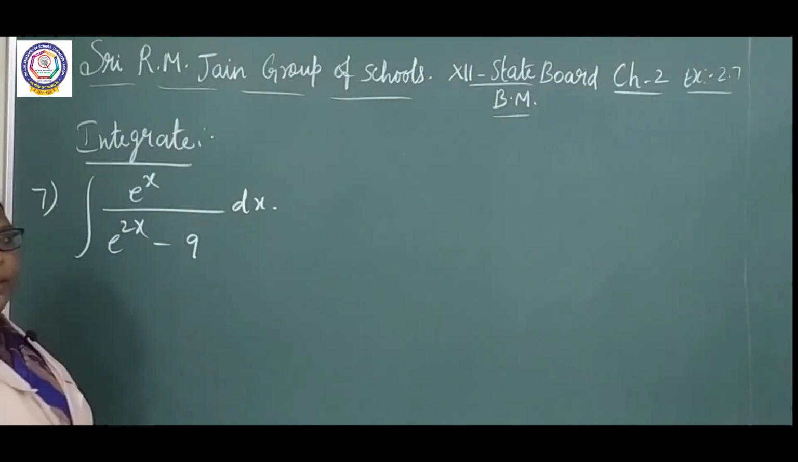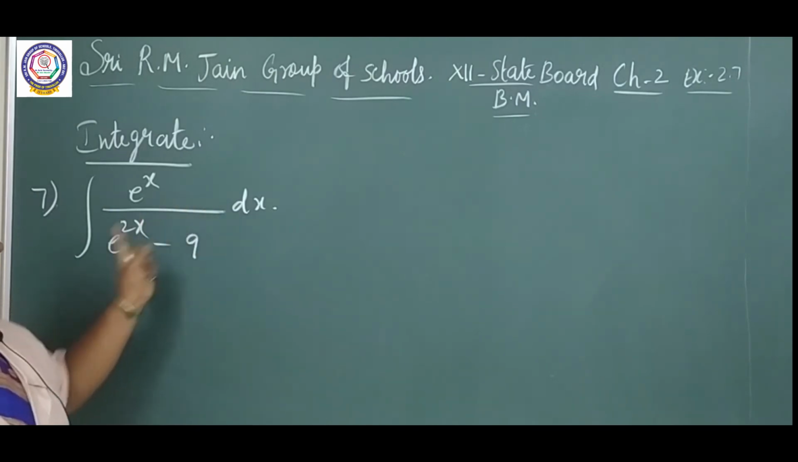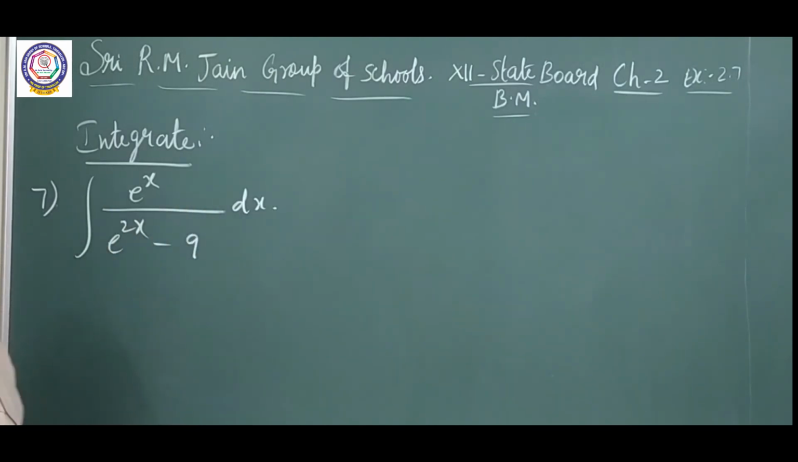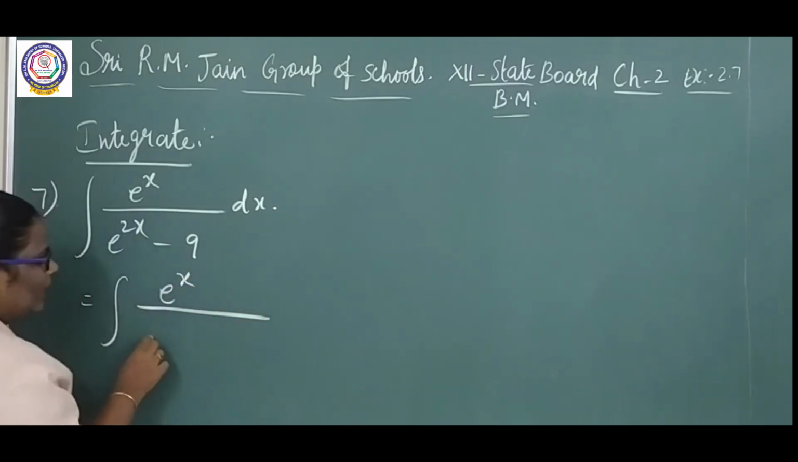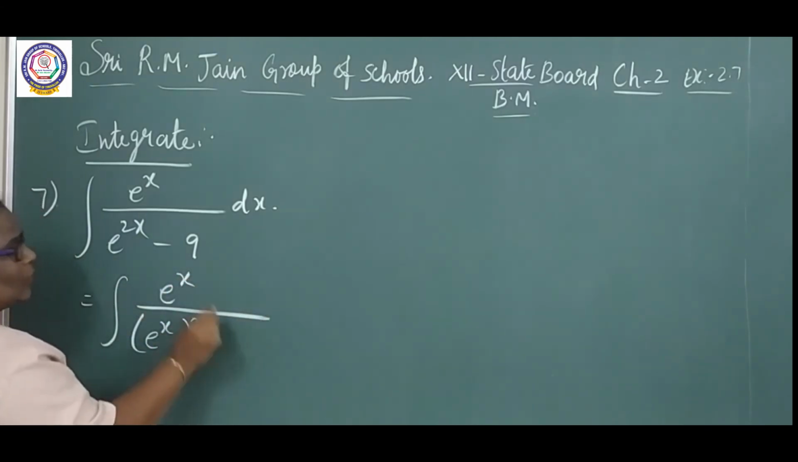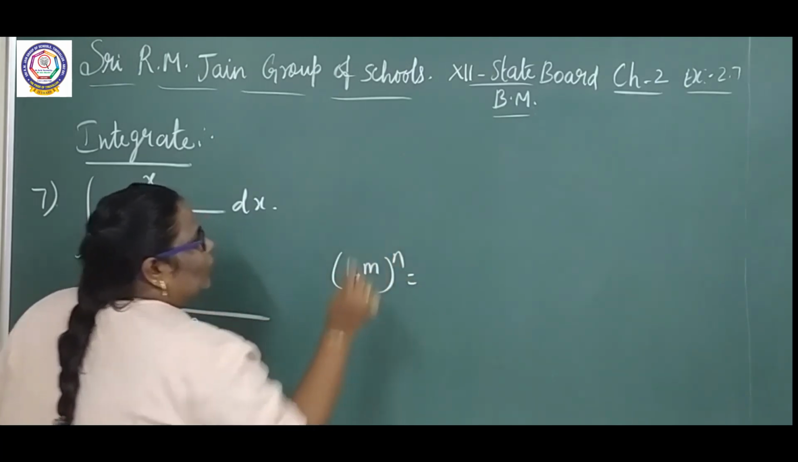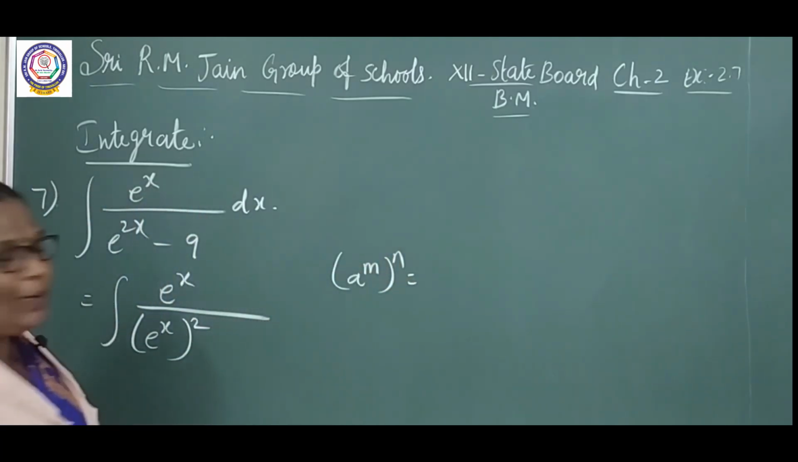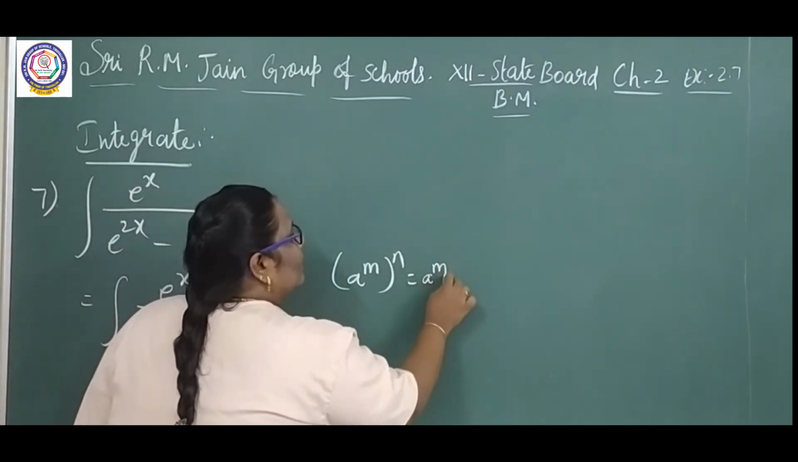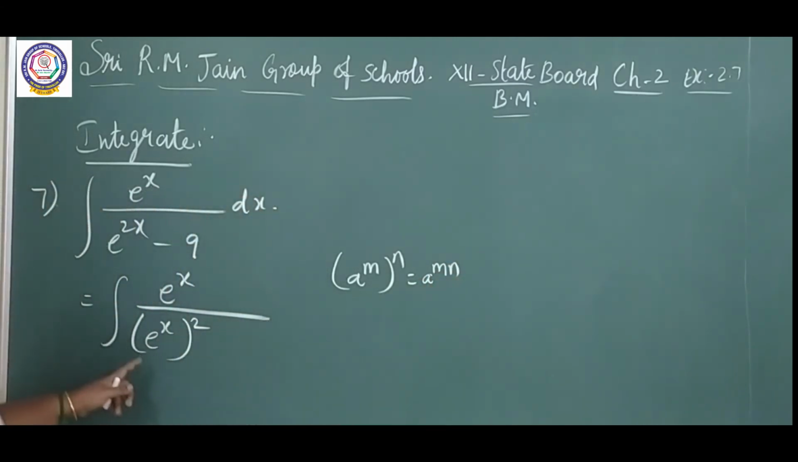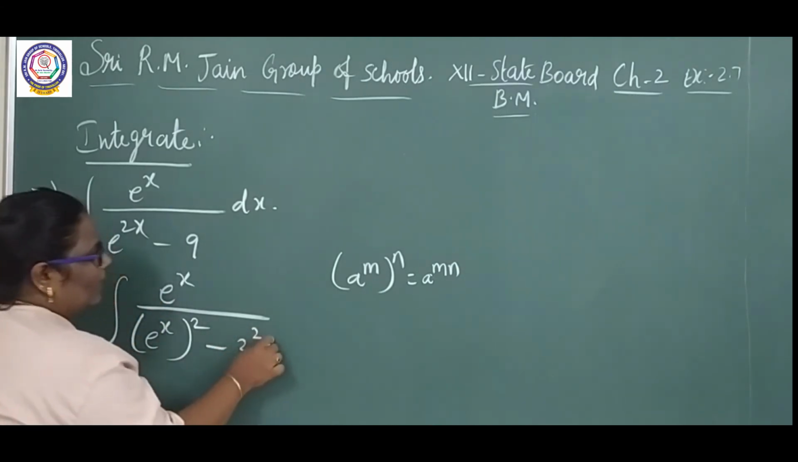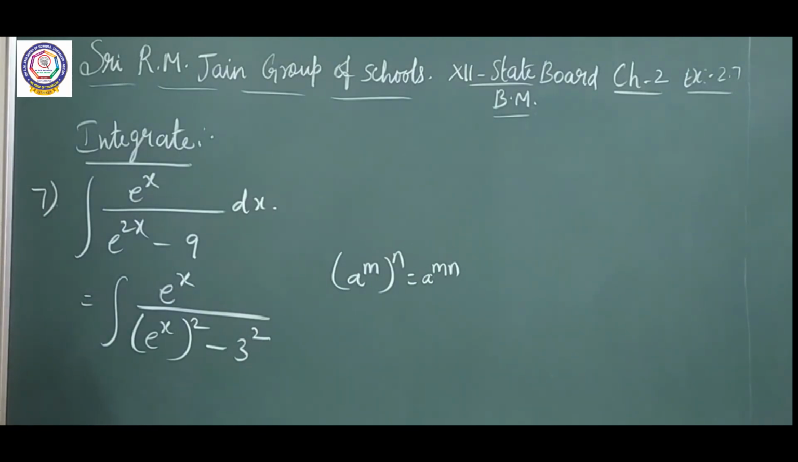See the seventh sum, integral e power x dx by e power 2x minus 9. You will write in such a way, see e power x by e power x the whole square. What is that formula for exponential? a power m whole power n equal to a power mn. The same thing we can apply here also. E power x the whole square is nothing but what? E power 2x. 9 means 3 square minus 3 square.